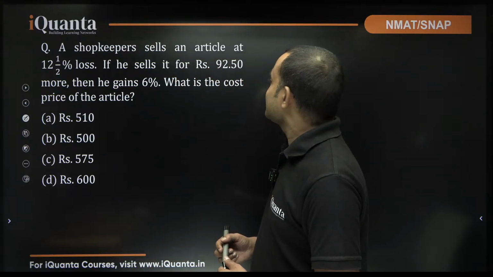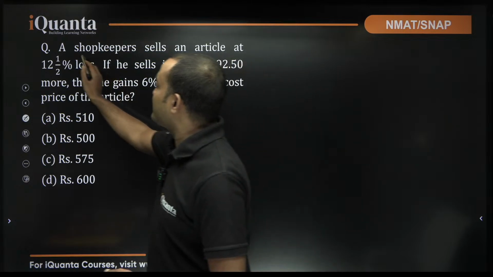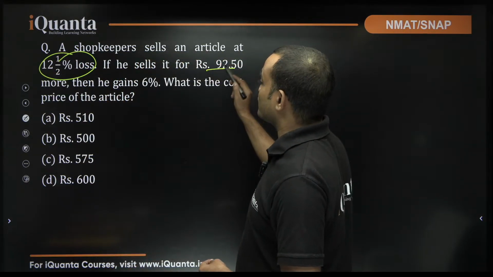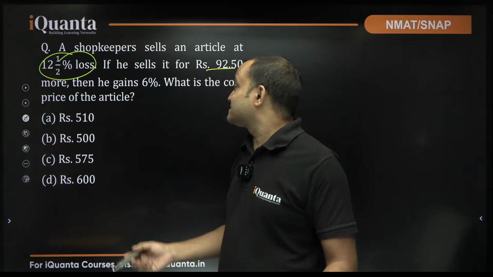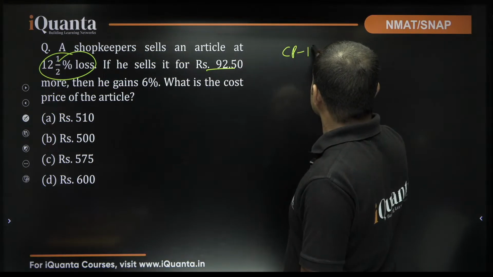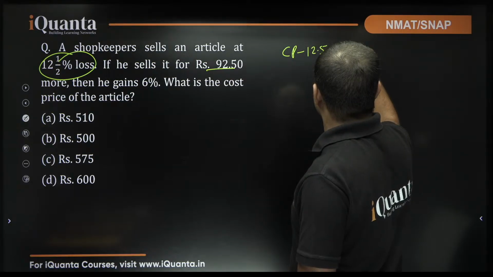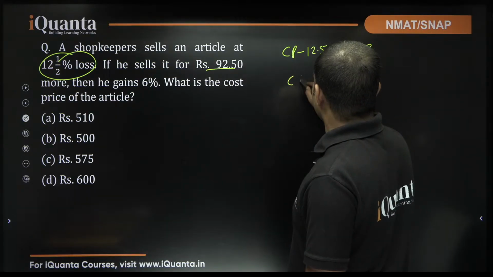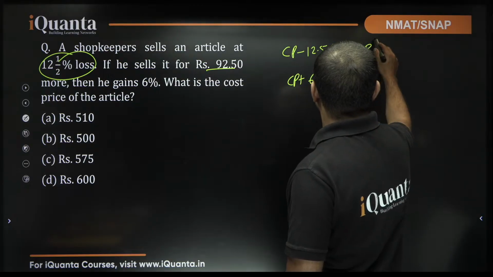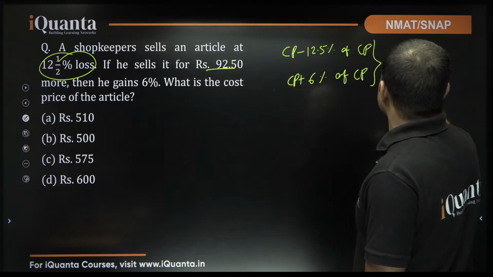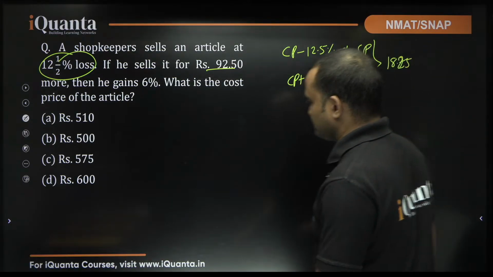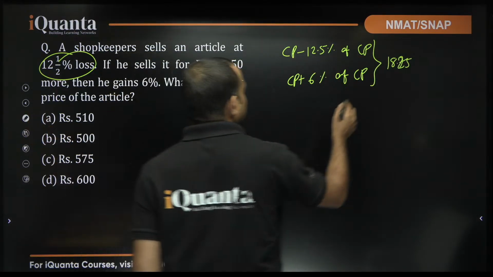A shopkeeper sells an article at 12.5% loss. If he sells it for 92.5 rupees more, then he gains 6%. So, what we can say? CP minus 12.5% of CP. CP plus 6% of CP. What's the difference here? The difference here is 18.5%.